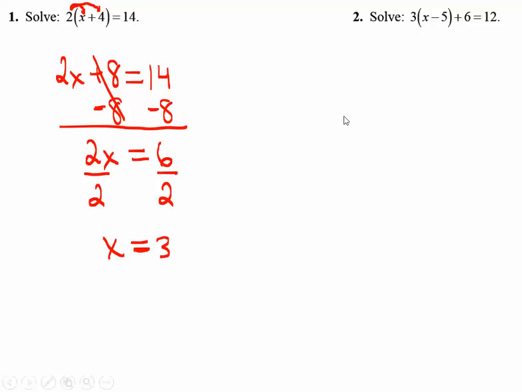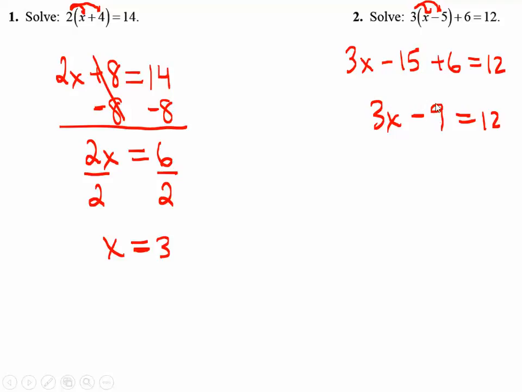Alright, on the next one, again still distributing the 3 this time though. So 3 times x, 3 times a minus 5 makes 3x minus 15. Everything else remains the same. But we do have some simplifying to do. So notice the 15 and the 6 are both on the same side of the equal sign. So in this case, we're going to put it together. A negative 15 plus 6 more would make a negative 9. So these two simplifying just like we did in chapter 1.